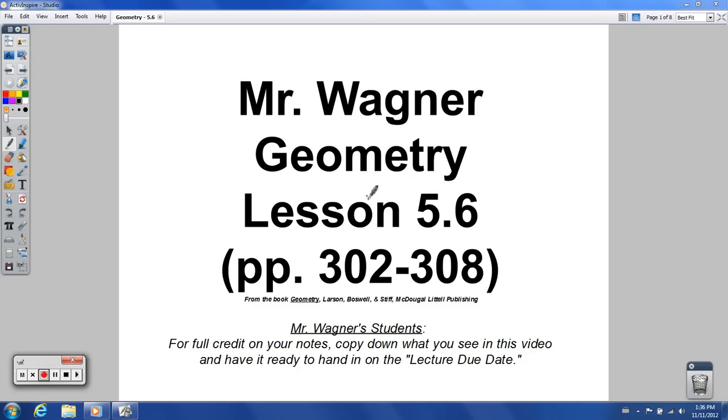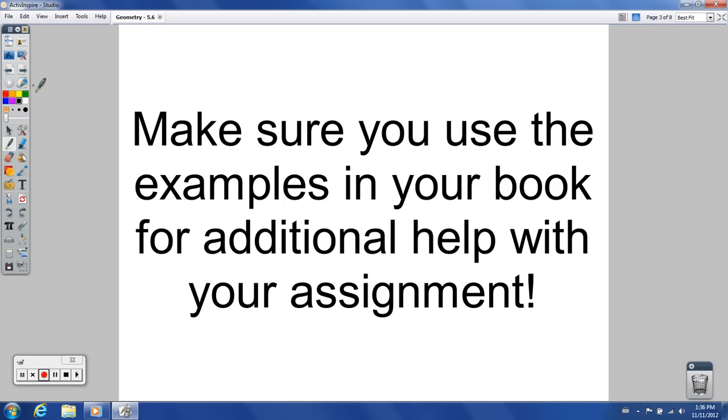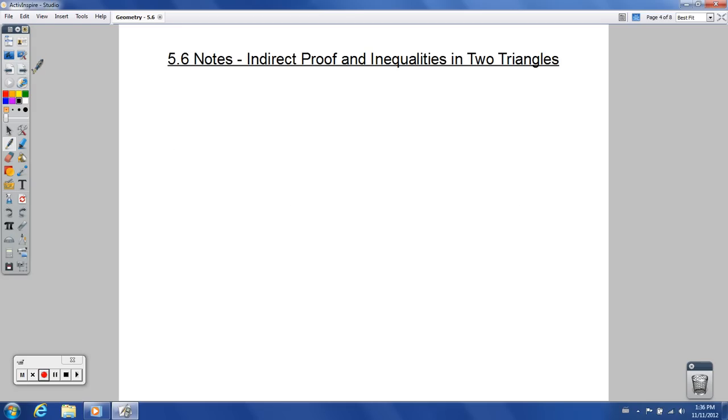Hello again, geometry students, and welcome to lesson 5.6. There's just one really new thing to learn here, something called indirect proof. So we're going to talk about that in this lesson. Make sure you're using those extra examples in your book to help you with the things we're doing here. So let's start off with a definition of what indirect proof is.